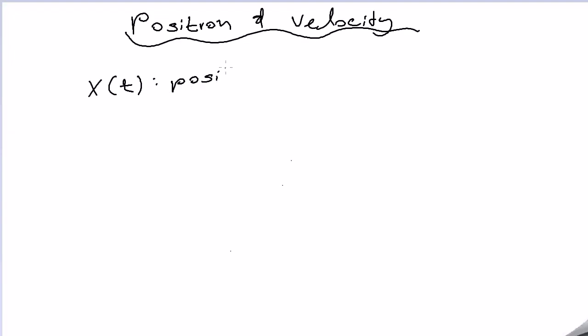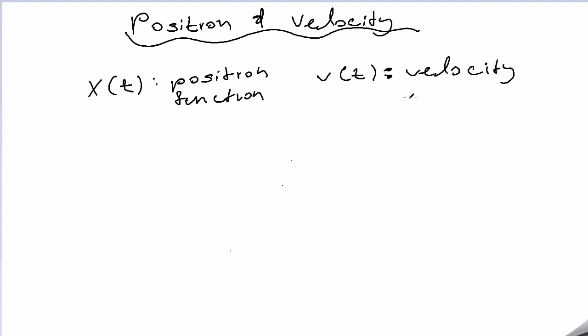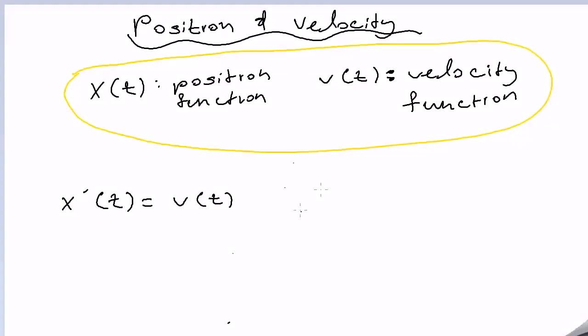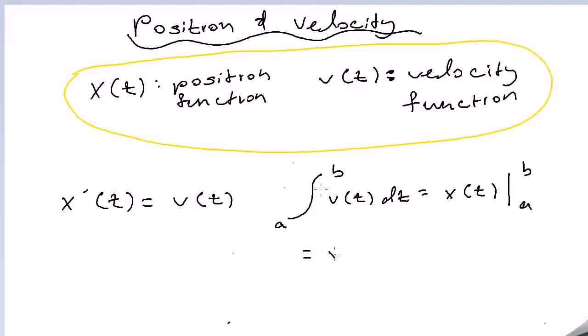The last thing we need to go over before we start this unit is the relationship between position and velocity. Remember, the derivative of the position function is always going to be the velocity function, so x prime of t is always going to be equal to v of t. And vice versa, the integral of v of t from bounds a to b is always going to be equal to x of t from a to b, which is also going to be our displacement, x of b minus x of a.